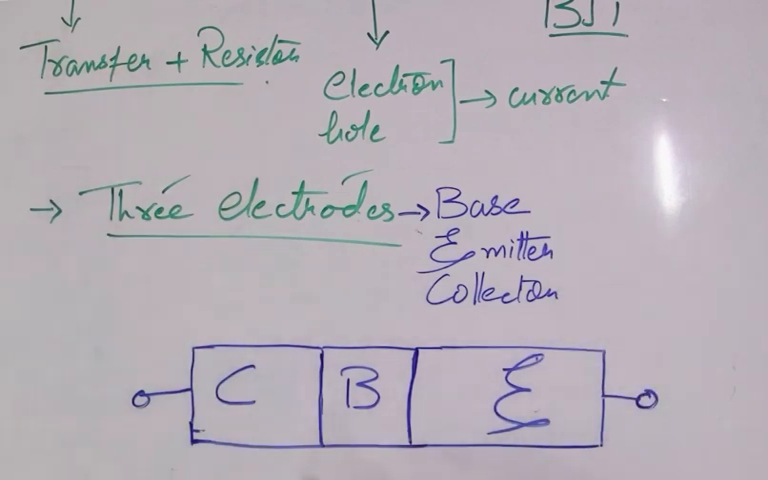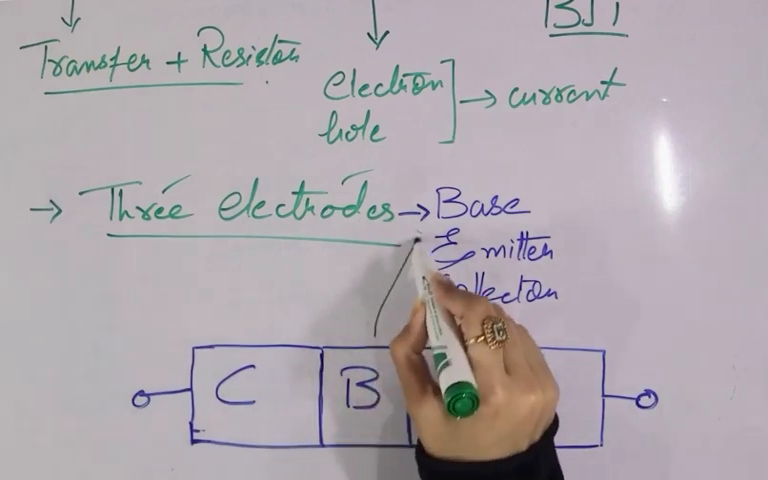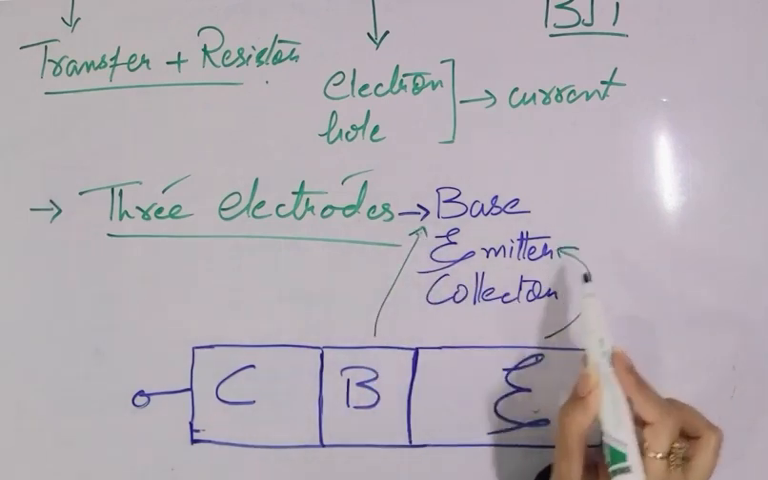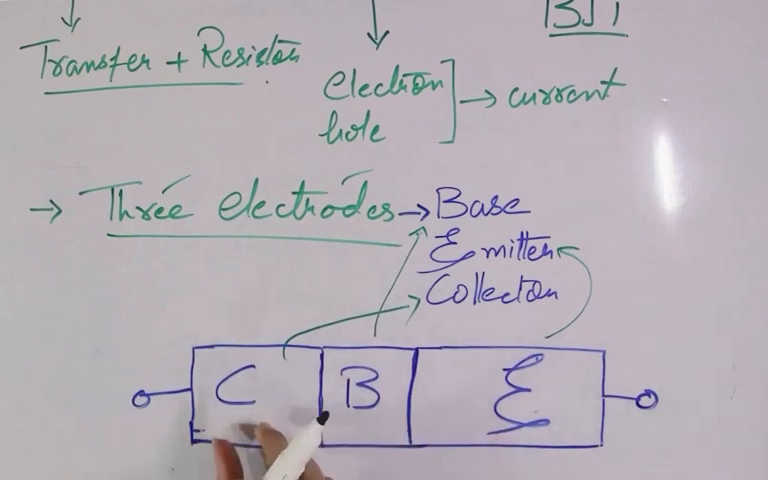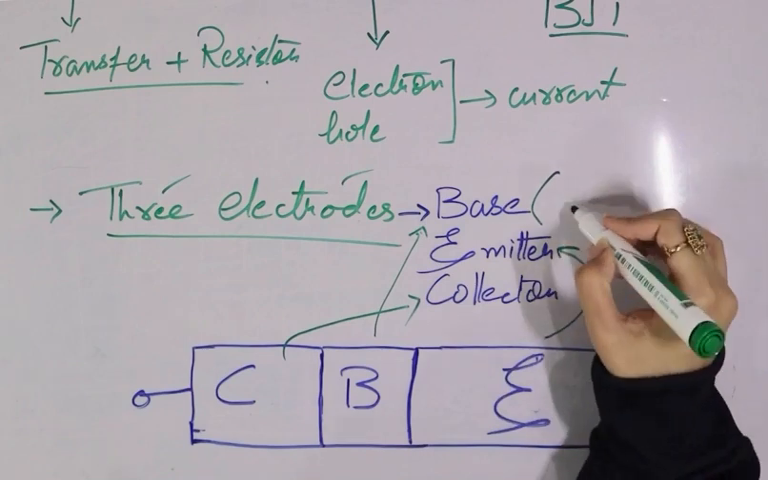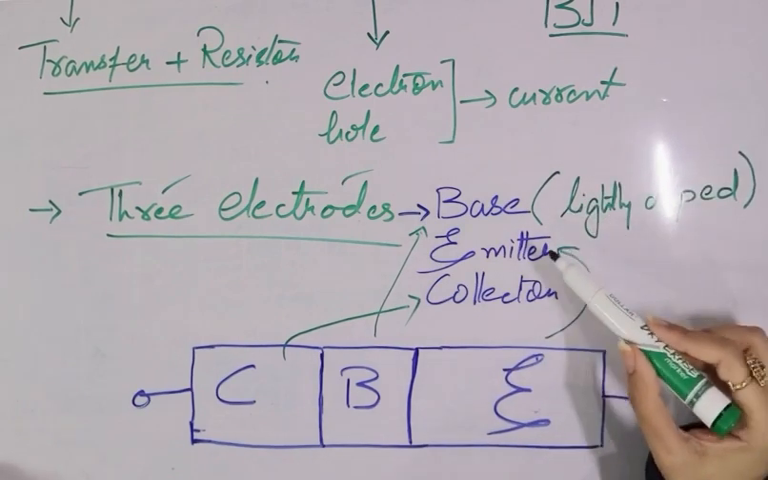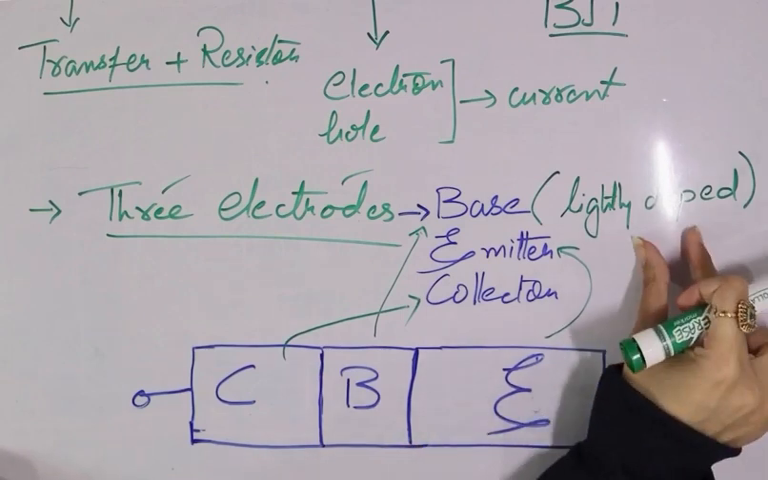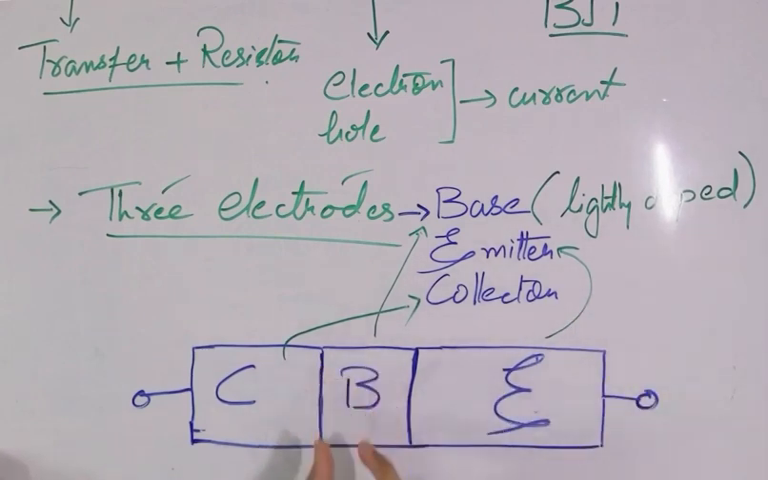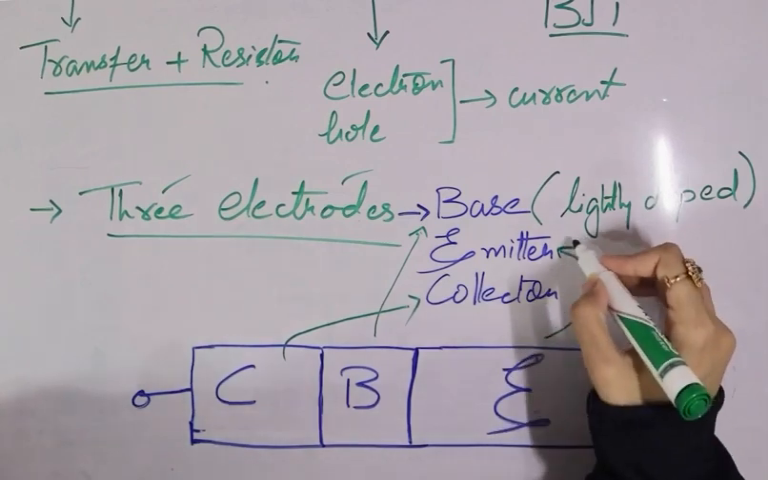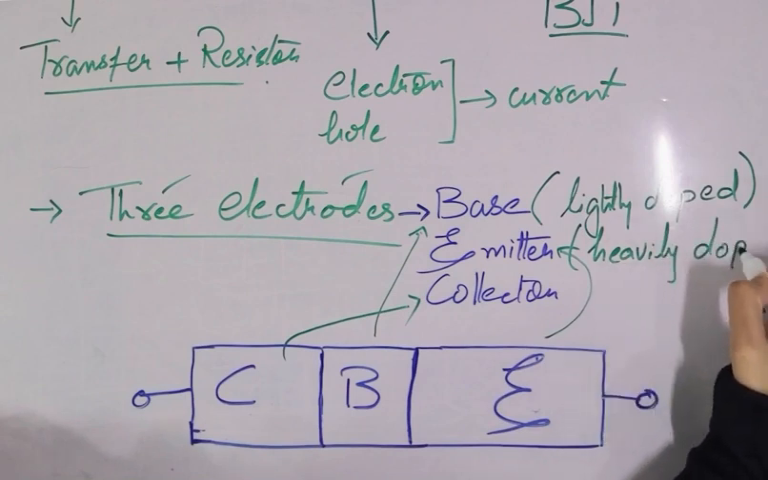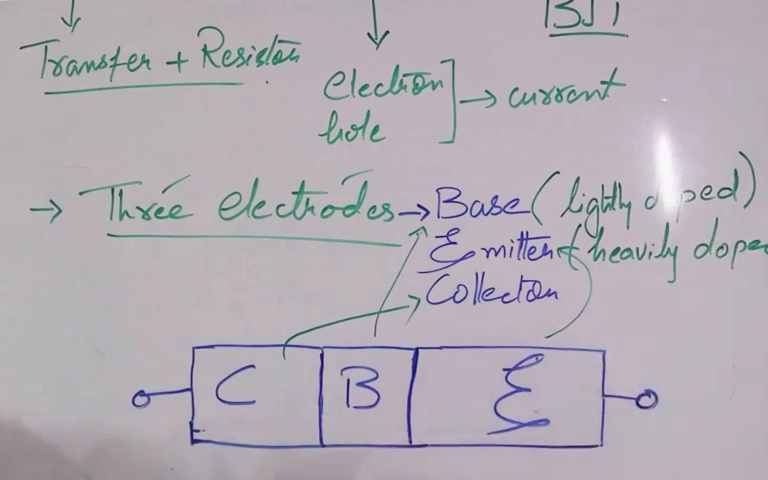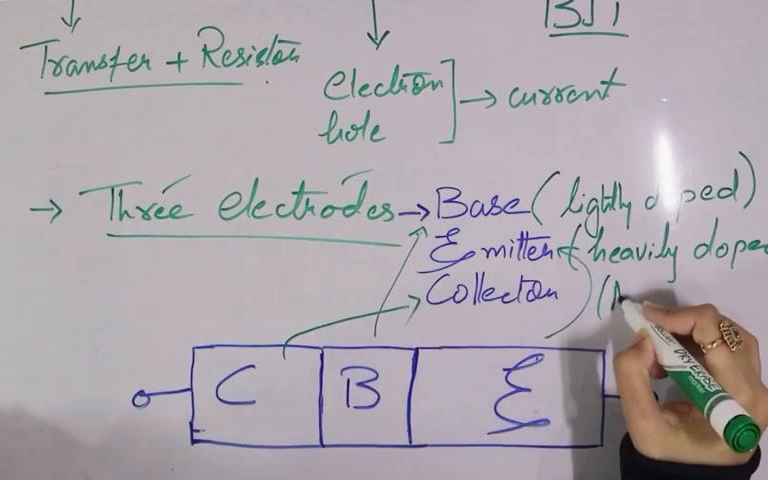Where B means base, E means emitter and C means your collector. Now you see that base is always in the middle of emitter and collector, and base is the middle layer as well as it is lightly doped. Because it is lightly doped, base is the thinnest layer of all these three. Then you have emitter. Emitter is heavily doped, that's why its layer is the widest of these. And then you see collector, it is moderately doped.